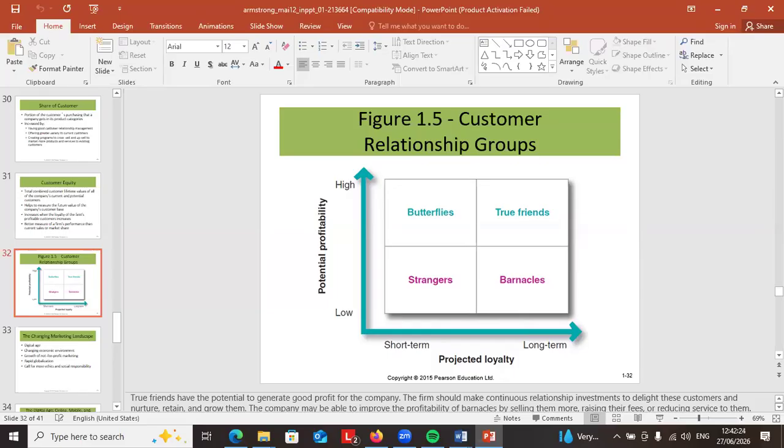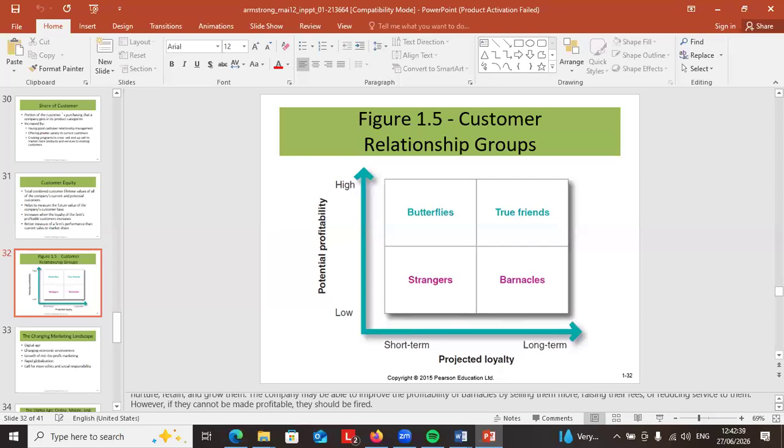The company may be able to improve the profitability of barnacles by selling more to them, raising their fees, or reducing services to them. This is because even though they have long-term projected loyalty, they have low potential profitability. However, they cannot be made very profitable because of the low potential profitability, right? And so some companies normally advise that not much focus should be given to them.